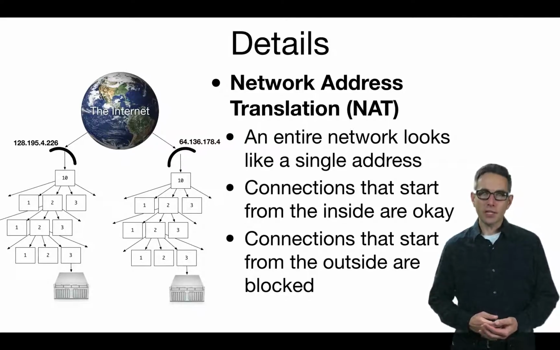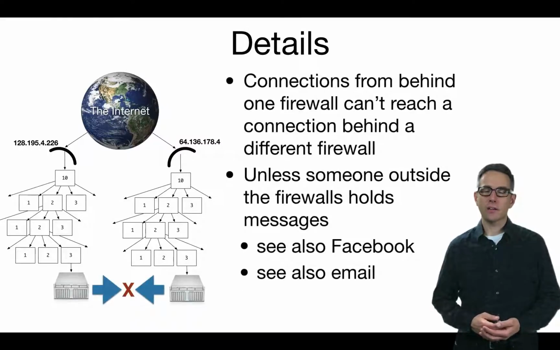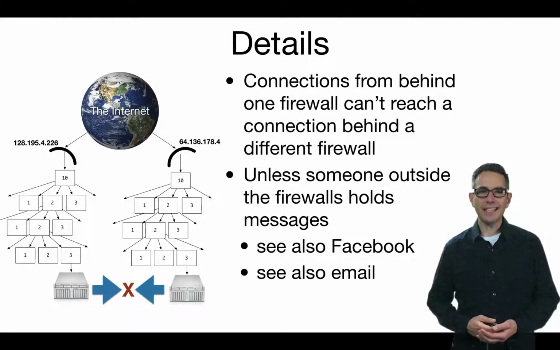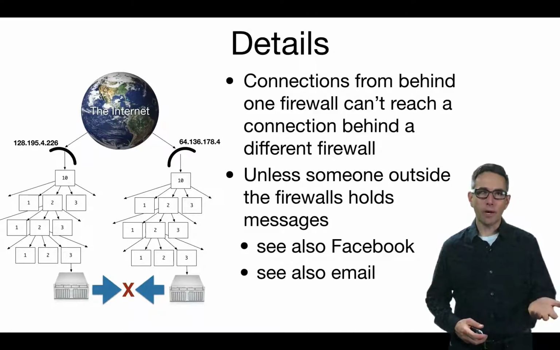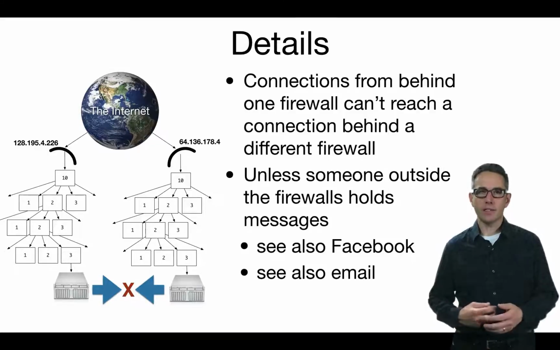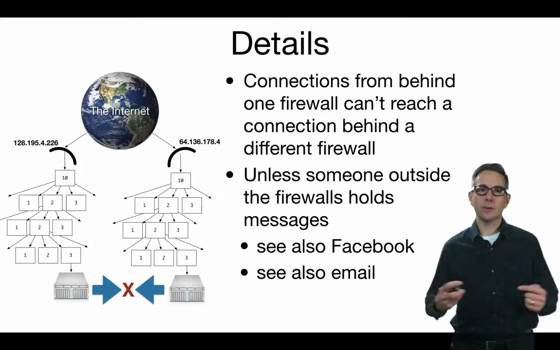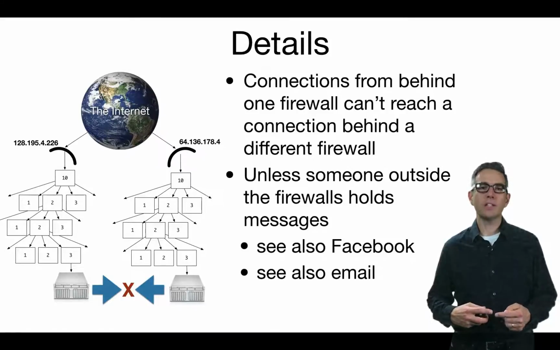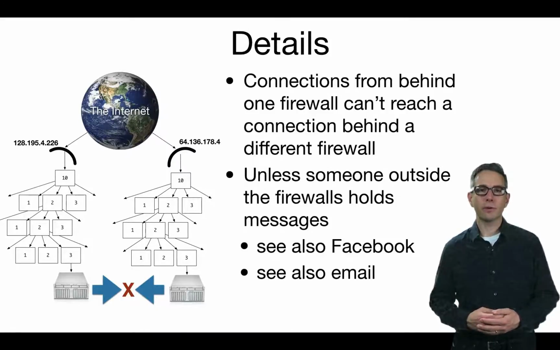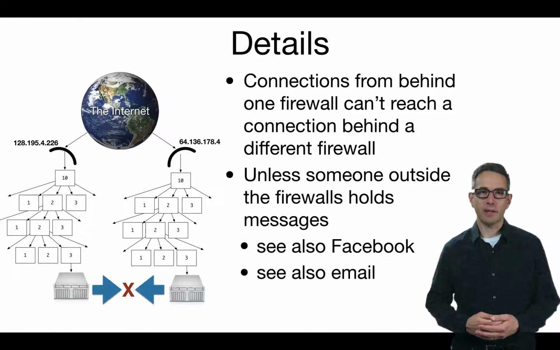Unfortunately, that means that computers that are located behind firewalls can't connect with each other directly, at least not easily. So if your computer is at home behind a firewall, and another computer is at a university behind a firewall, and you try and connect those two computers to each other, they can't reach each other because they have to go through a firewall that only allows connections to start from within to reach something on the outside.